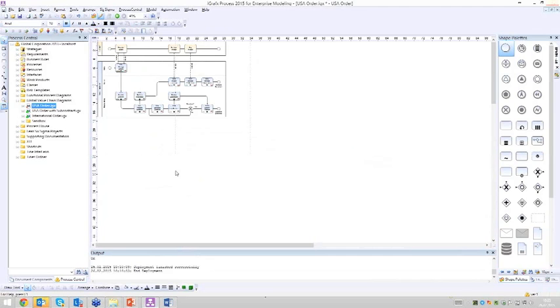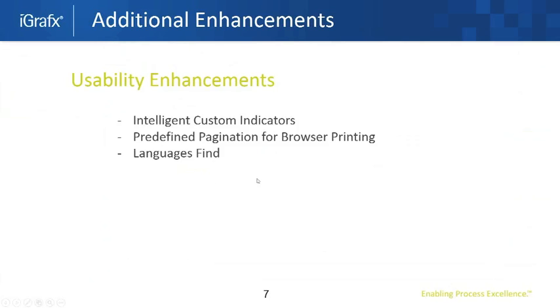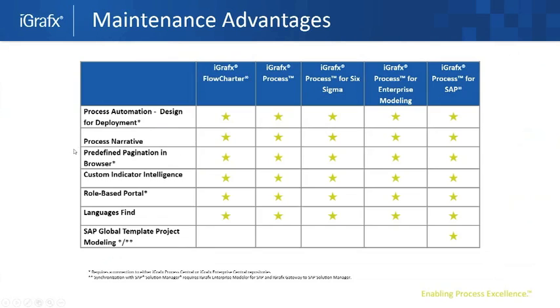Okay, that's for today's presentation. Those were the new features of iGrafx 2015. We think it's very helpful, especially the process automation is a new functionality that we have available that is extremely helpful to go forward and optimize processes in the company.